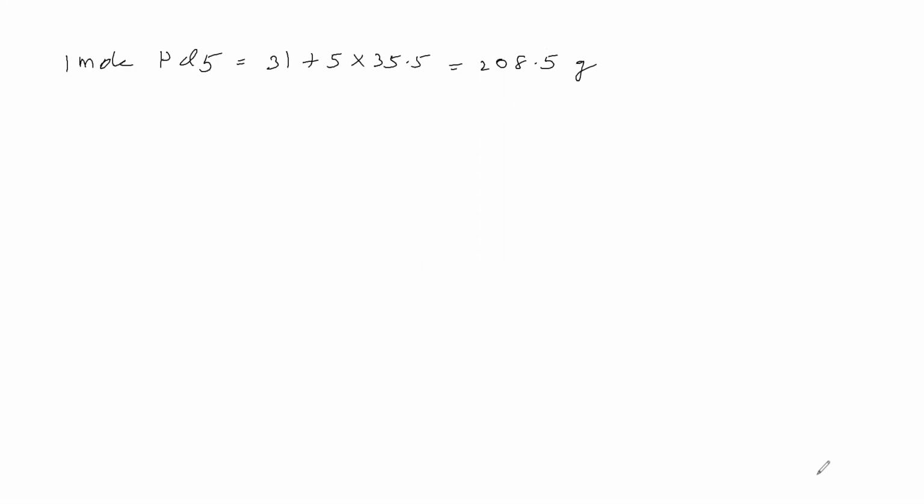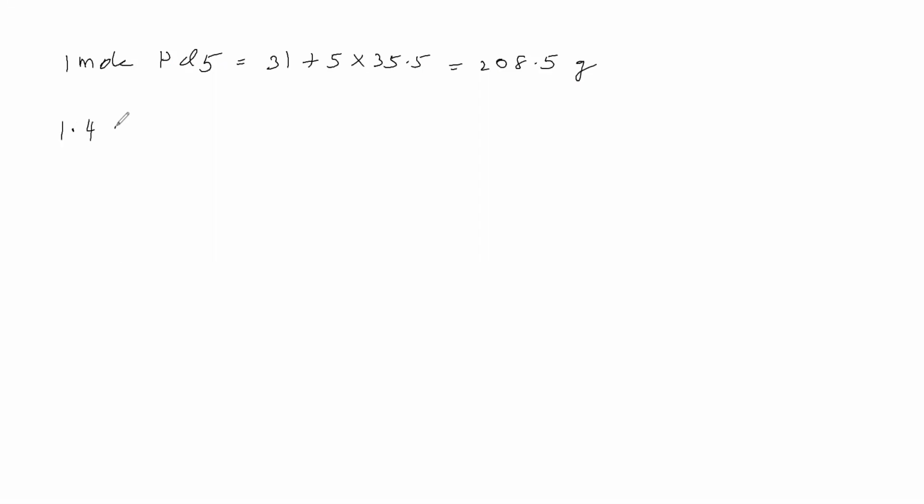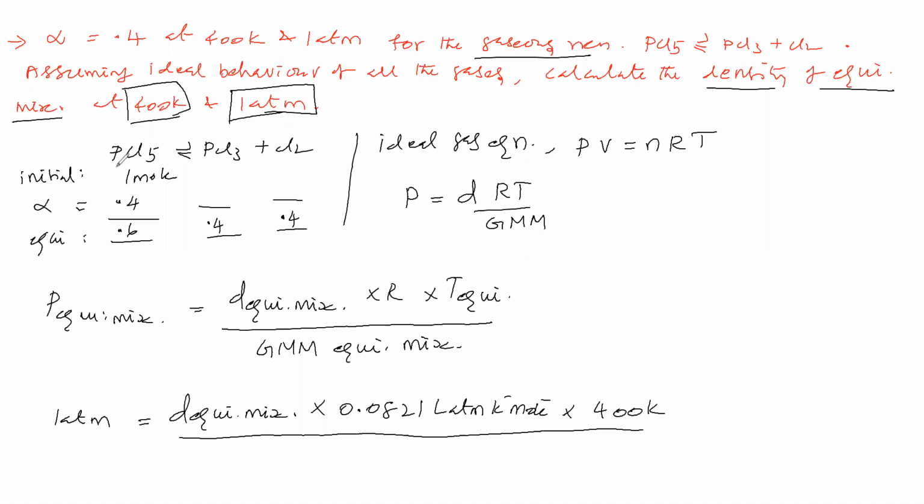Now at equilibrium, what is there? 0.6 moles of PCl5, 0.4 moles of PCl3 and 0.4 moles of Cl2. Therefore, the total is 1.4 moles at equilibrium. That means 1.4 moles of equilibrium mixture. How much does it weigh? Initially we took 1 mole of PCl5. We know this mass, which is 208.5.